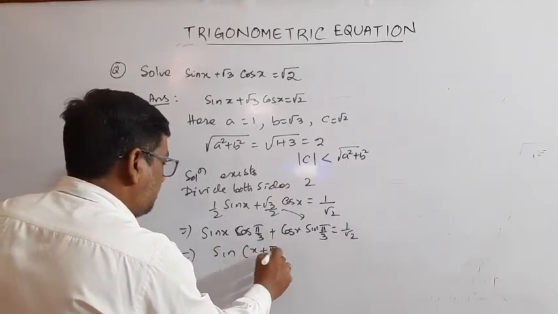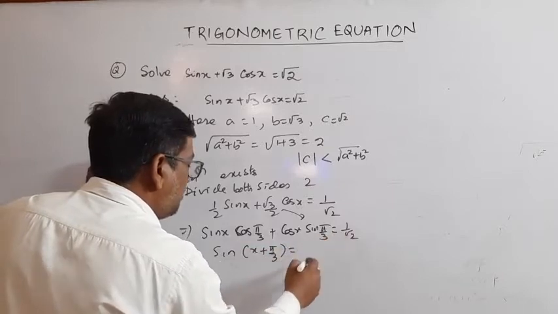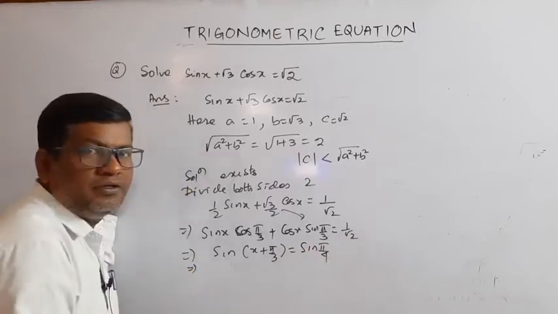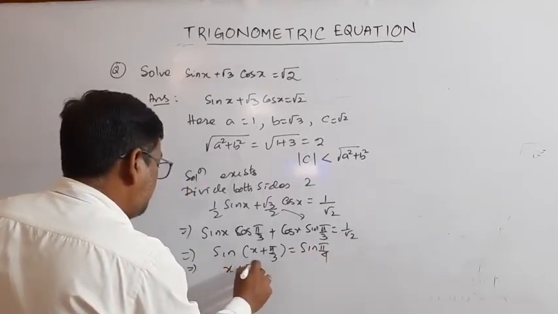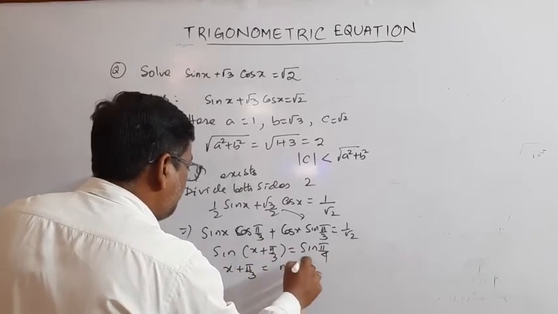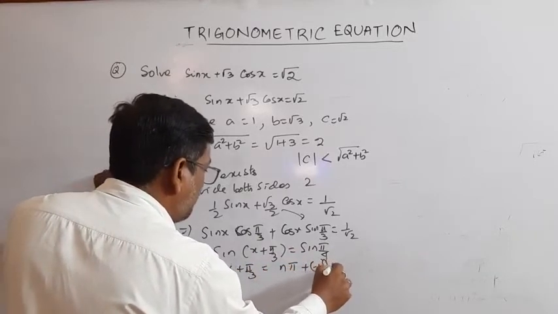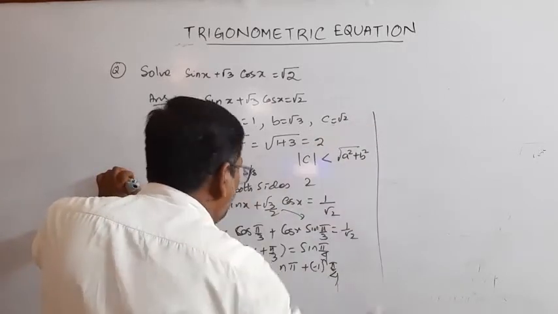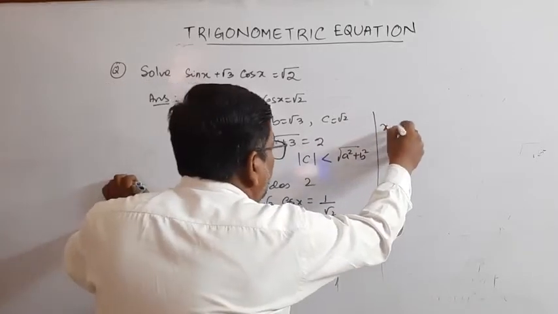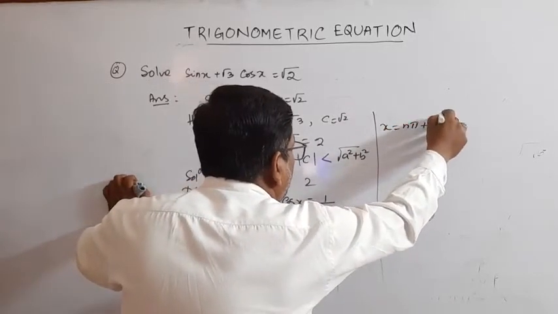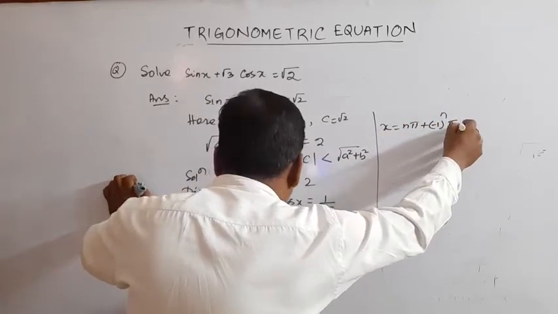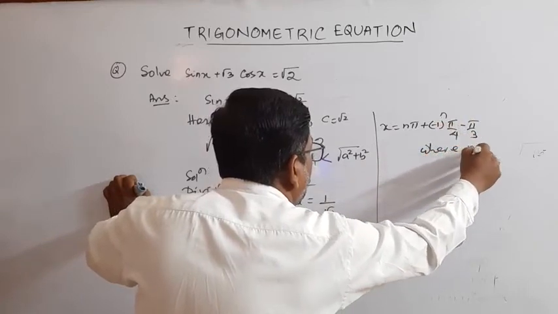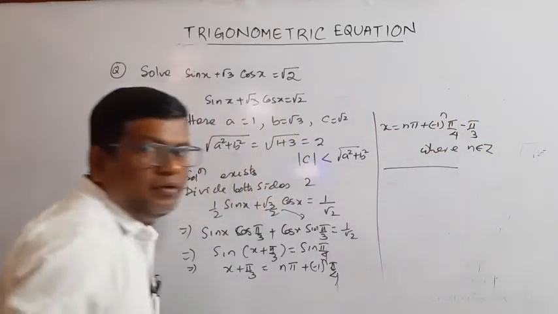x plus pi by 3 is equal to 1 by root 2, means what? Sin pi by 4. That implies sin of x plus pi by 3 is equal to n pi plus minus 1 to the n into alpha, where alpha means pi by 4. Now x is equal to n pi plus minus 1 to the n into pi by 4 minus pi by 3, where n belongs to z. This is the solution.